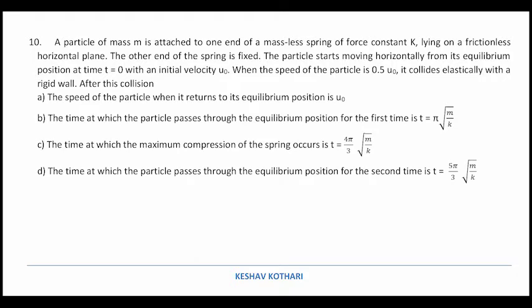So we are considering the problem like this, that this is the spring mass system and this is the rigid wall which we have. So attached with a spring is a mass m which at t equal to 0 is at its equilibrium position. So it is given a velocity u0 and it collides with the wall with a speed of 0.5 u0, as a result of which it rebounds back with the same speed, that is 0.5 u0.